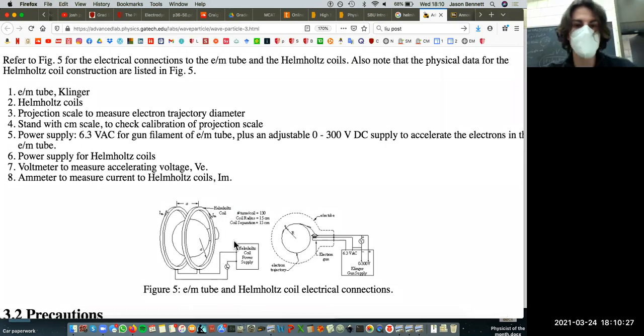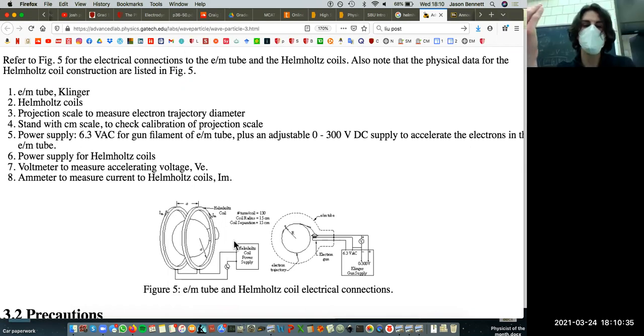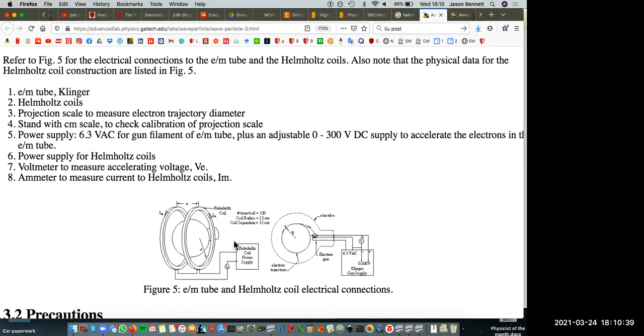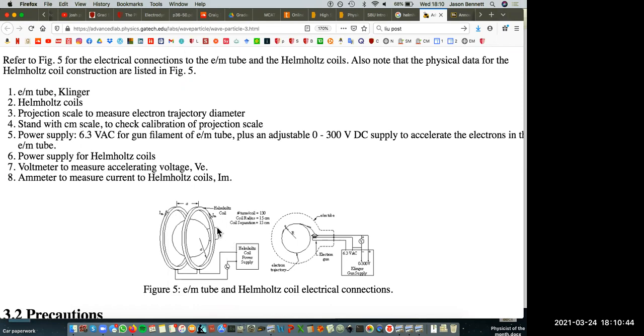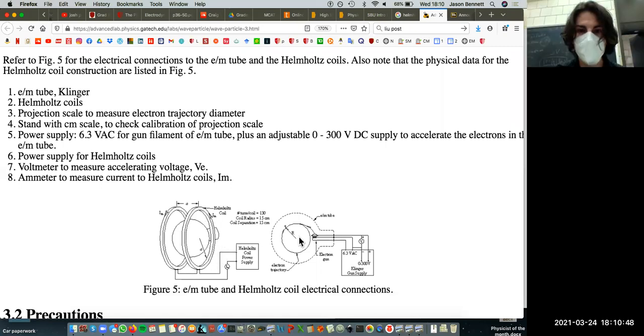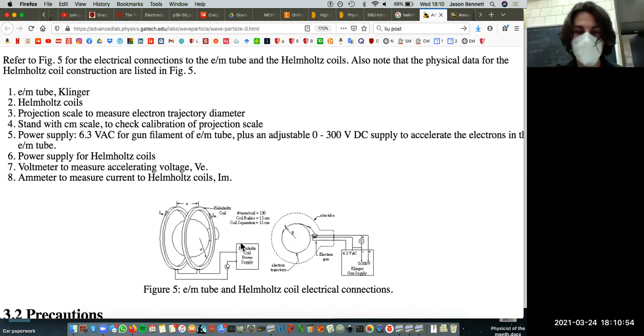So we can curl our fingers. If you take all 4 of your right hand fingers, they curl in the direction of the current, and then your thumb tells you where the magnetic field is. Based on this setup, with the current going in this way in a loop, our thumb would be pointing this way. So the magnetic field would be an arrow pointing from left to right in this case. And so what does this mean?